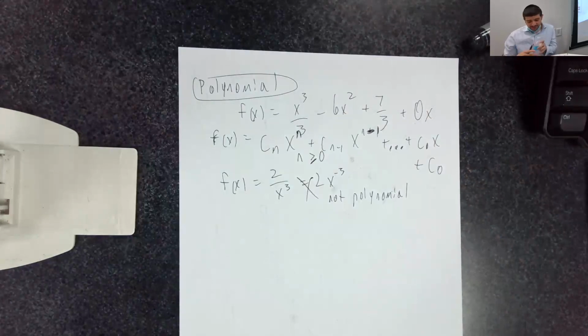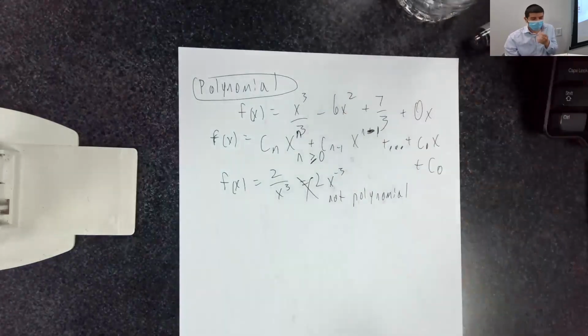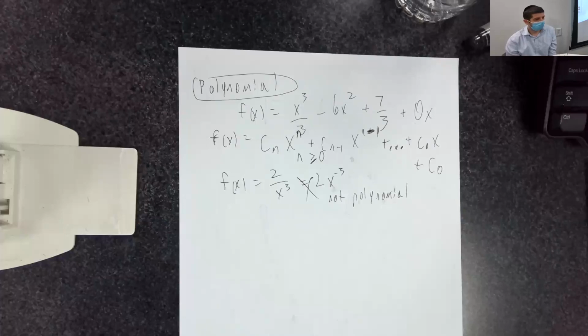Why do we study them so much? It turns out pretty much any function, no matter how crazy it is, sine, cosine, e to the x, ln of x, you could approximate it with a polynomial. There's a way to take a function and get a much simpler polynomial to approximate it. You could do that with computers, and there's a formula.